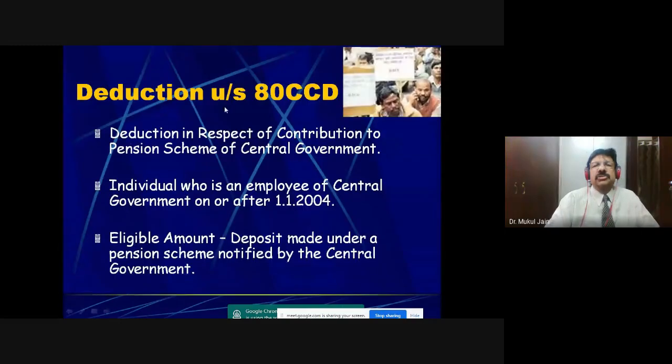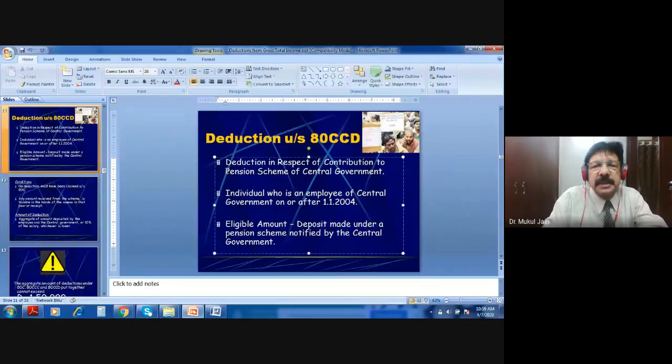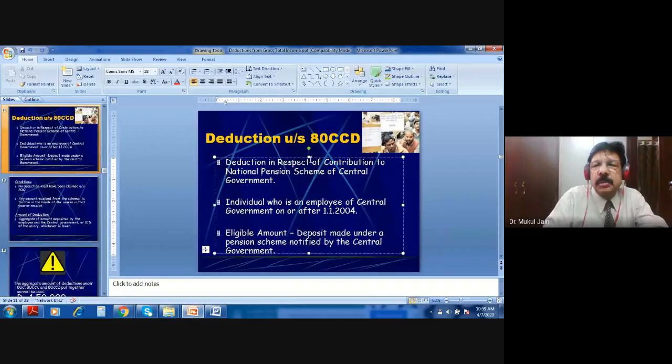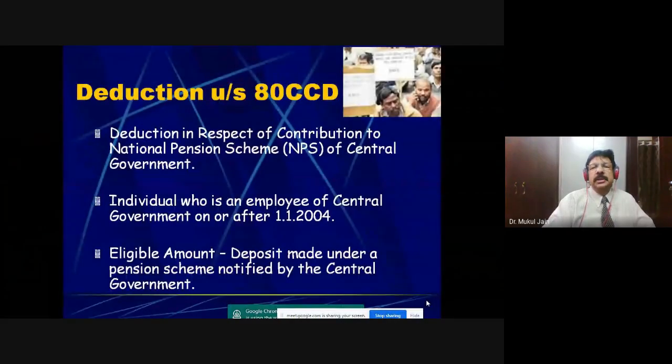Now another section is called section 80CCD. This is also for pension scheme of central government. Central government has launched a special pension scheme which is known as the national pension scheme, or in short NPS. This section is 80 double CD, CCD, you can remember, Cafe Coffee Day. So this is specifically for NPS of central government.